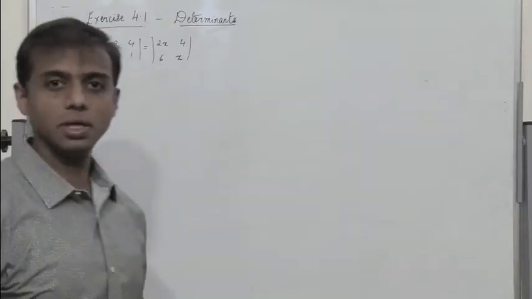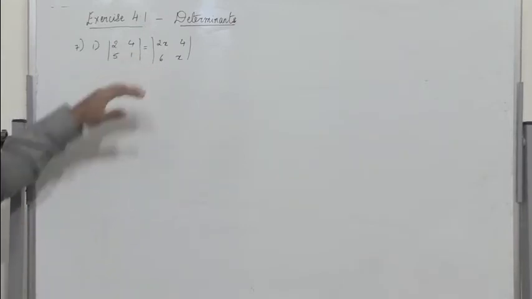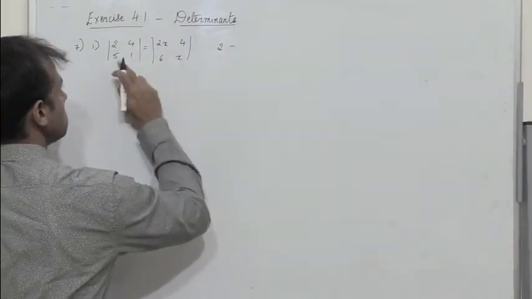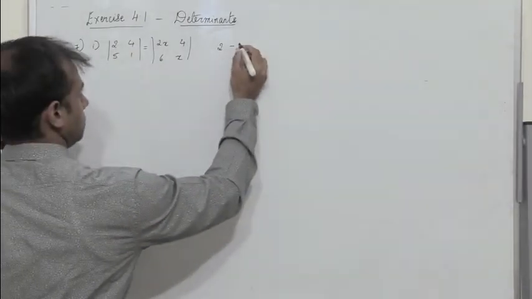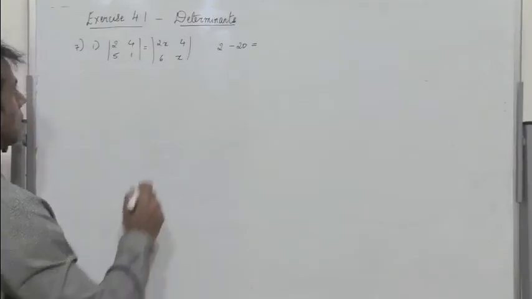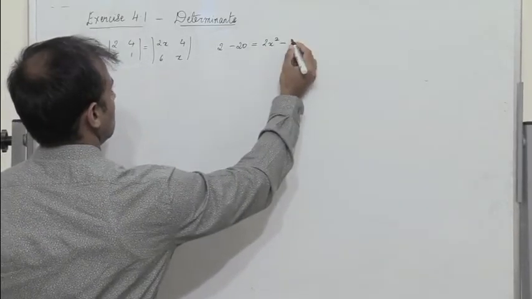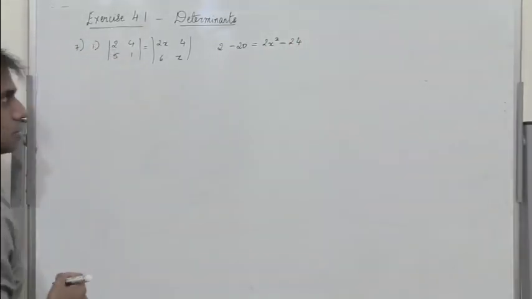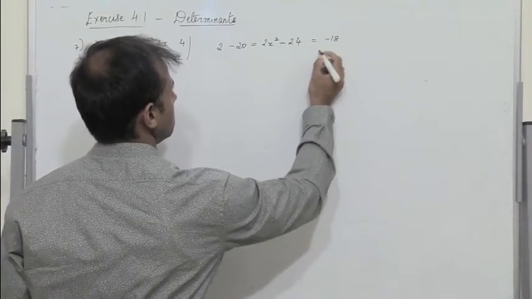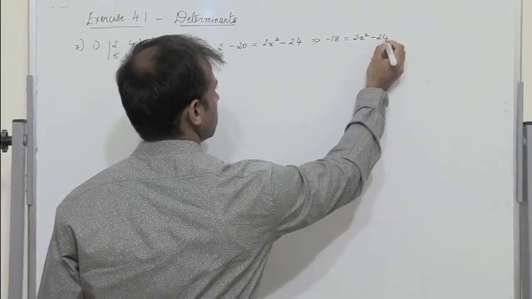In the next problem, we need to find the value of x given this determinant equals this. So these two determinants are equal. So let us find the value. So 2 into 1 is 2, minus 5 into 4, 20, and this is equal to 2x into x is 2x square minus 24. So what do we get? So we get minus 18 equals 2x square minus 24.